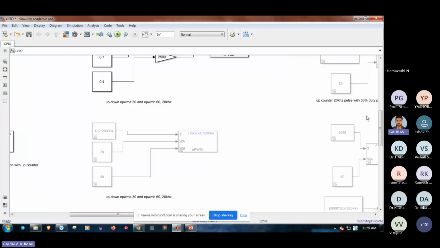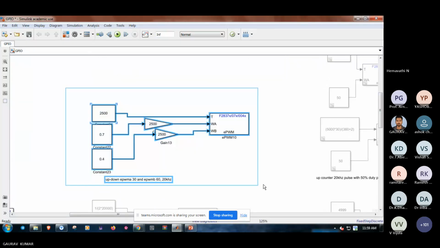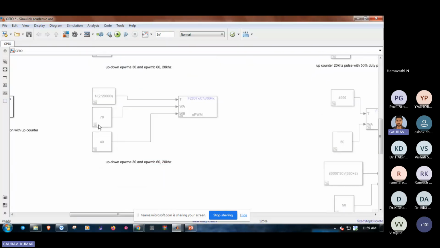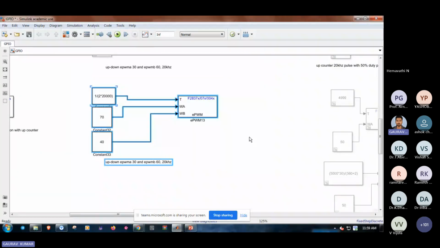Similarly, if we want to go for the percentage and seconds, in case of the TBPRD value, I have told you if we want to generate pulses of a particular frequency and give the TBPRD value in terms of seconds, all we have to do is 1 by 2 into F. So I am generating a 20 kilohertz pulse, so I am giving the TBPRD value 1 by 2 into F, 1 by 2 into 20,000. Okay.